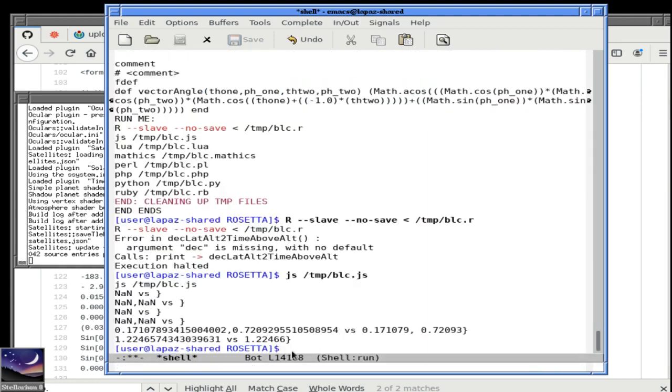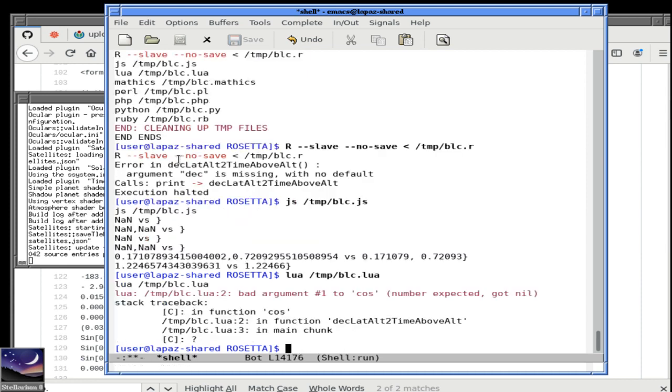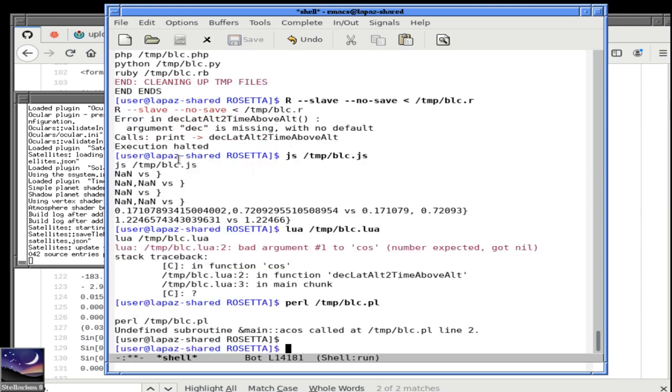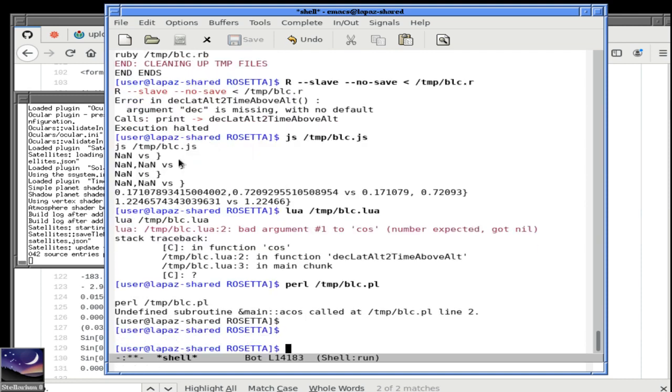And now I'm just curious, because I want to see if it's going to run in Lua. If it does, when it works, it works actually pretty well. Bad argument to cosine. I think that I've really messed this up somehow. Perl, I know it's going to work because I love Perl and everything has to work in Perl. If it doesn't, I'll be embarrassed. Oh wow, yes, Perl doesn't like it, doesn't even have an acos.